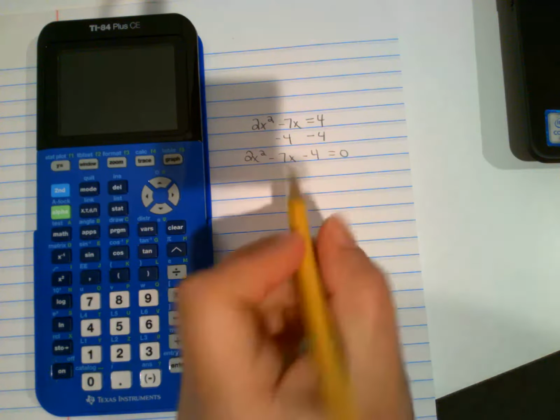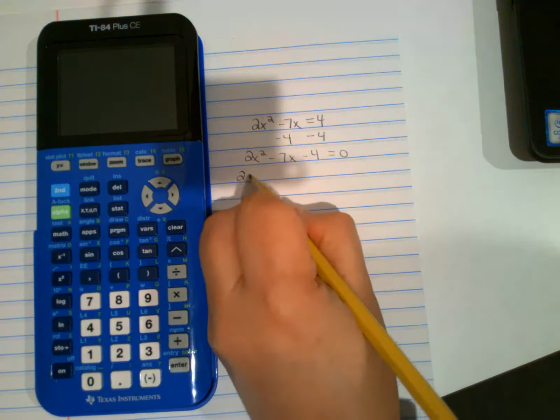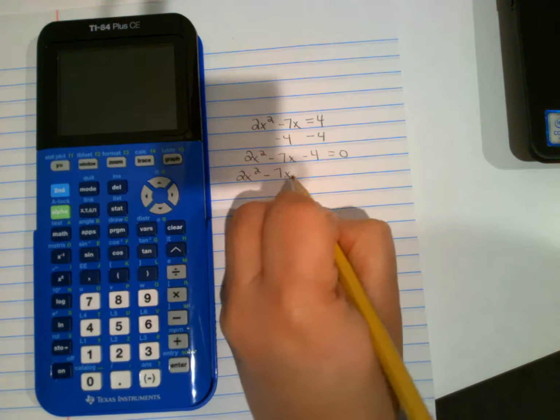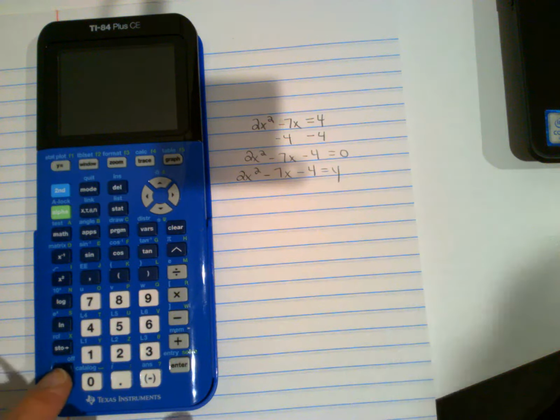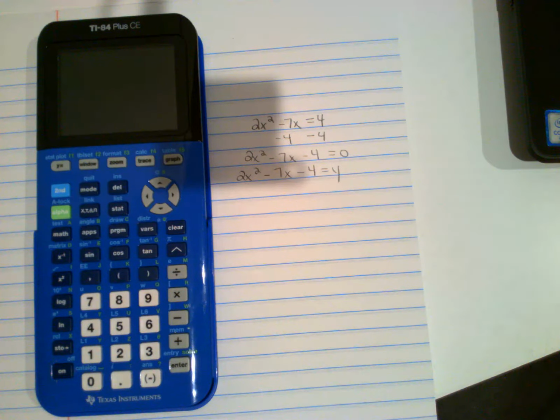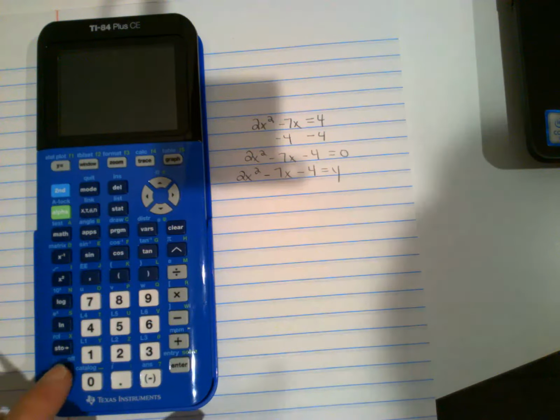Remember, in the notes it said to make that equation 2x squared minus 7x minus 4 equals y. So we're going to replace the 0 with y, and then enter it into our graphing calculator. This is a TI-84 Plus Color Edition, but really any TI-83 or 84, the steps will be the same. The view might be a little different depending on the version, but the steps remain relatively the same, and you'll still see the same results.